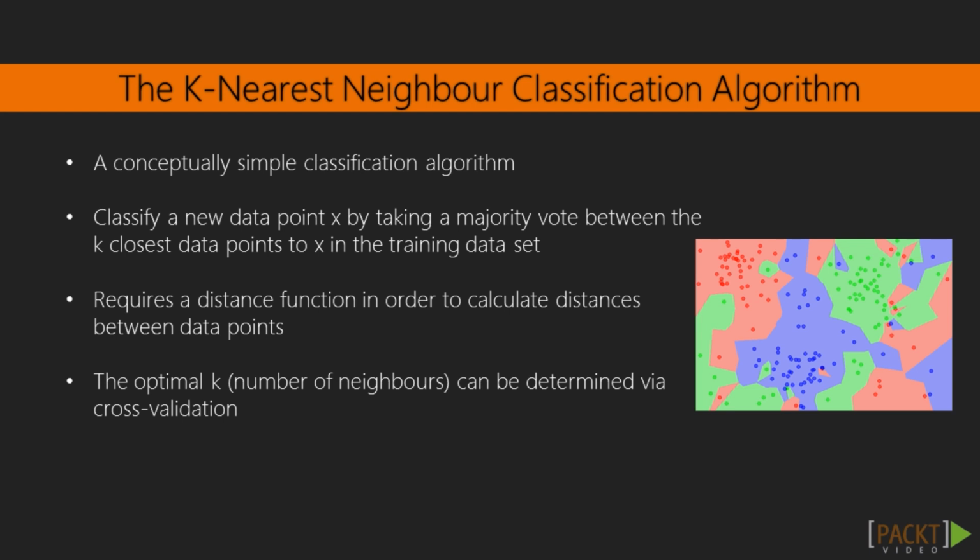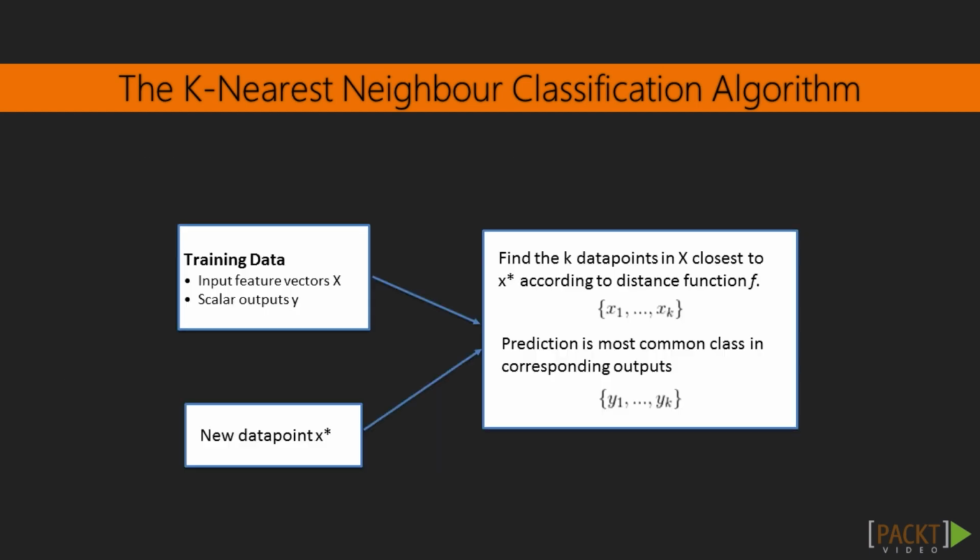Since this algorithm involves finding similar data points, it requires some kind of distance function. Euclidean distance is a common choice. The optimal number of neighbors k can be determined via cross-validation, which will be explained in detail in the next videos. The following flow chart illustrates the k-nearest neighbors classification algorithm.